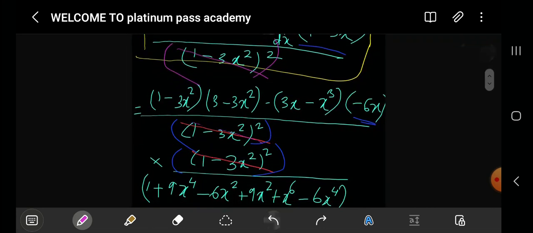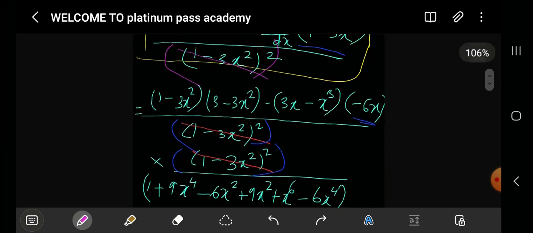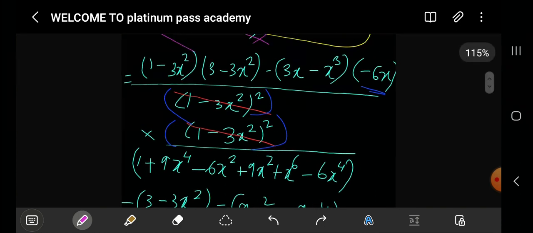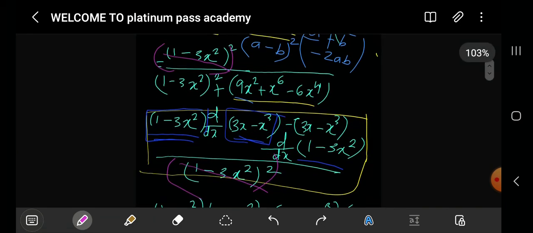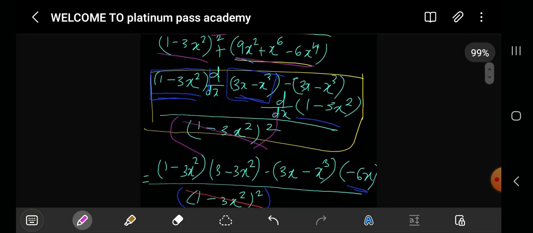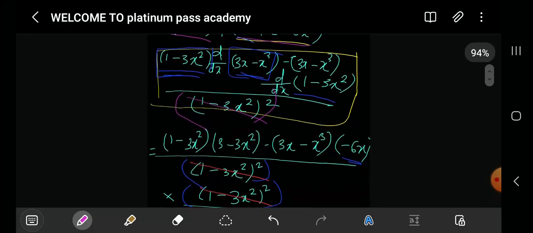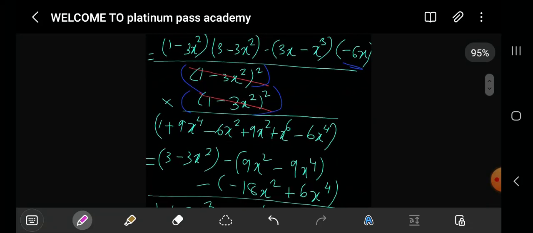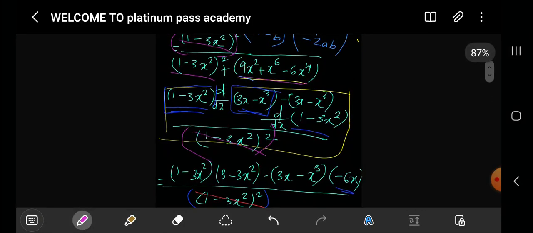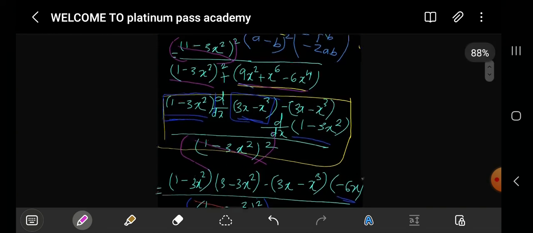Then simply I have multiplied this whole thing. That gives me this part. I'm not going to explain the multiplication thing. 1 into this term and 3x square into this term.